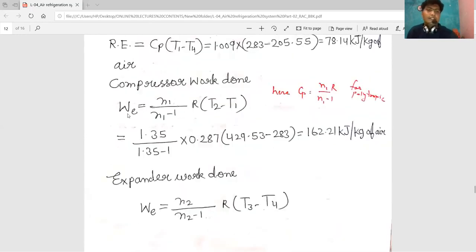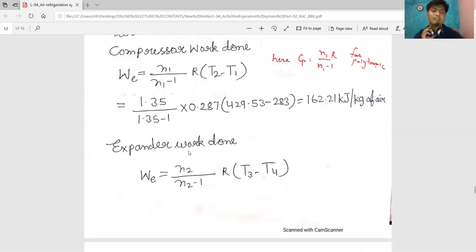Now compressor work done, that is WC. Before, in the ideal cycle for the compressor we wrote m Cp into T2 minus T1, but in place of Cp we write n1 divided by n1 minus 1 into R. Because the value of gamma was 1.4, but here it follows a polytropic process. That's why for polytropic process compressor work is equal to n1 divided by n1 minus 1 into R into T2 minus T1. So put all the values and we calculate the compressor work as 162.21 kilojoule per kg of air.